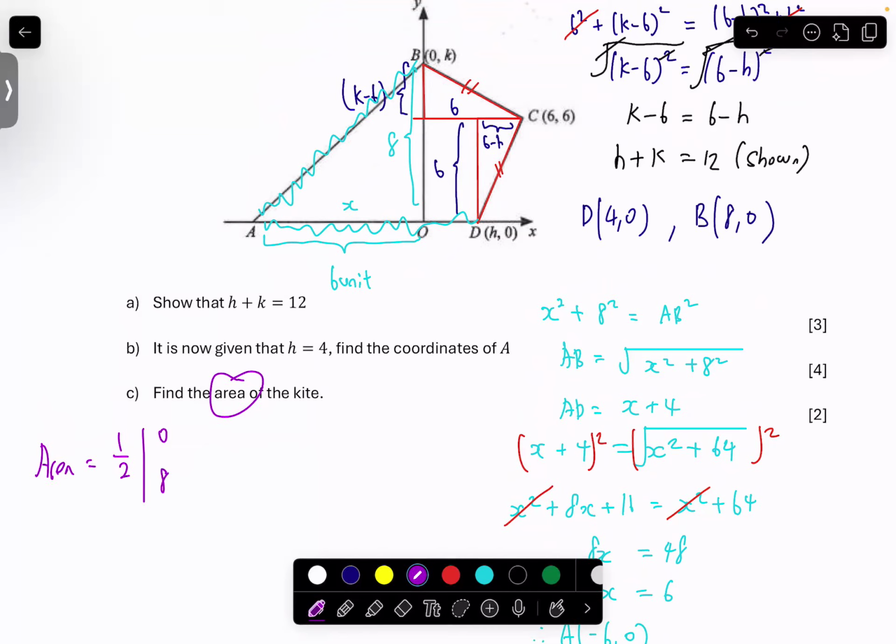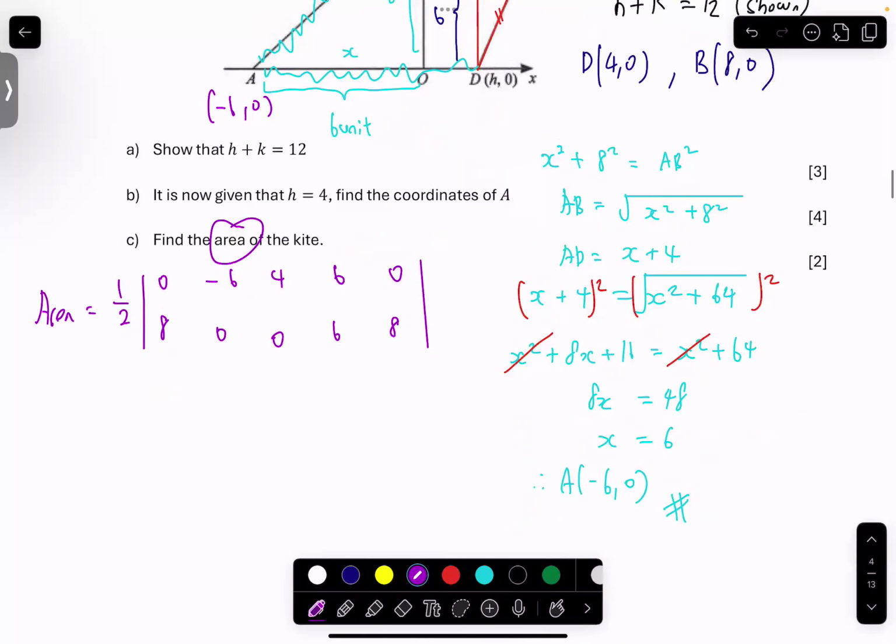Then we are going to go anti-clockwise. So B will lead to A. A is (negative 6, 0). Then we'll have (4, 0), and (6, 6), finally leading back to (0, 8).